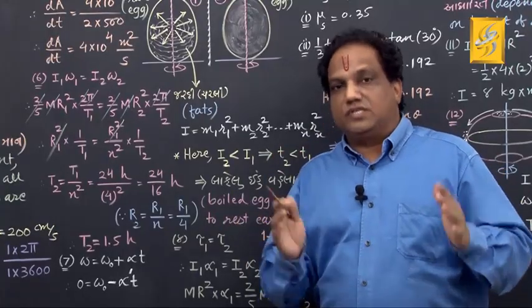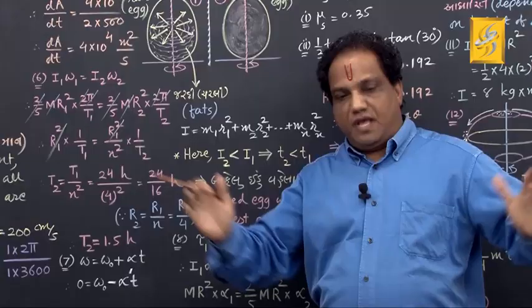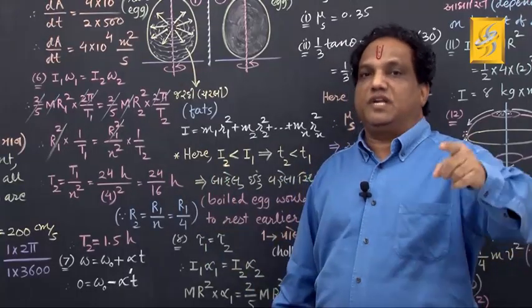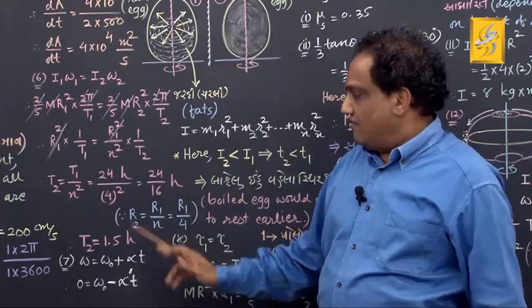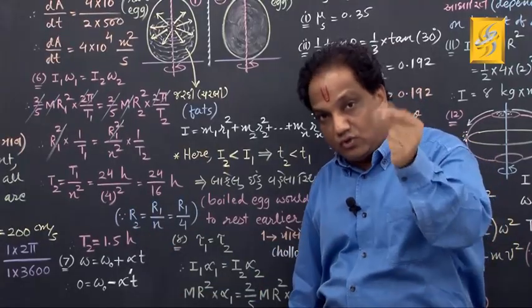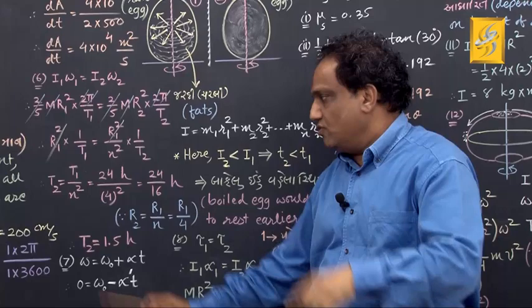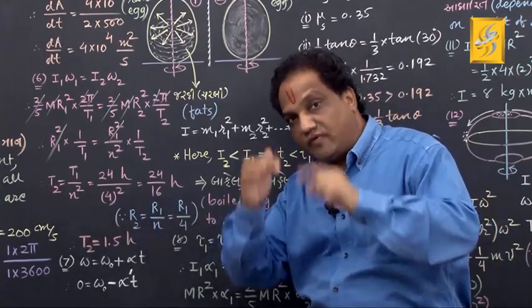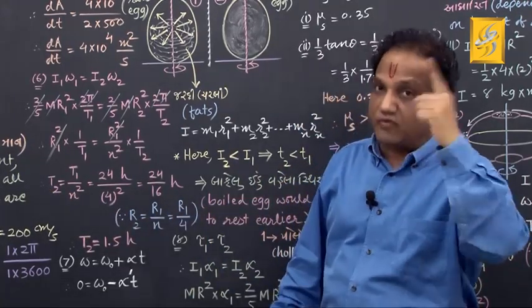They may give, suppose Earth expands, and because of expansion, suppose its radius becomes n times. If the radius becomes n times, then you may write R2 equals n into R1. At that time, you will get T2 equals n square into T1.